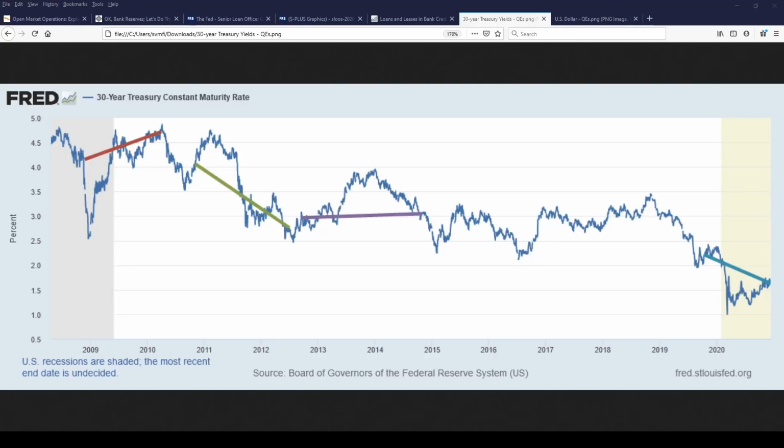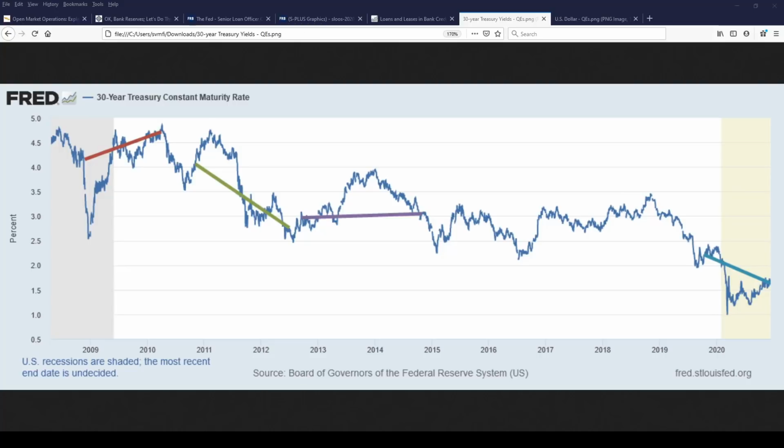And in the most recent QE4, it started on November 11, 2019, where 30-year yields were 2.215%, and they've dropped to approximately 1.65%, or a 0.56% decrease. So as you can see, there's no evidence that QE leads to higher interest rates.